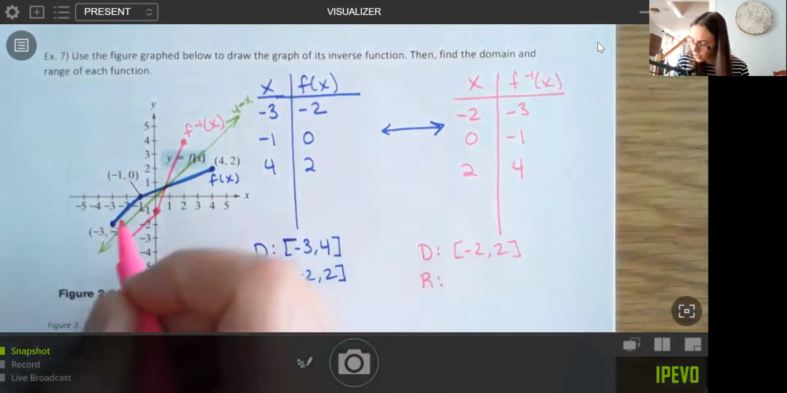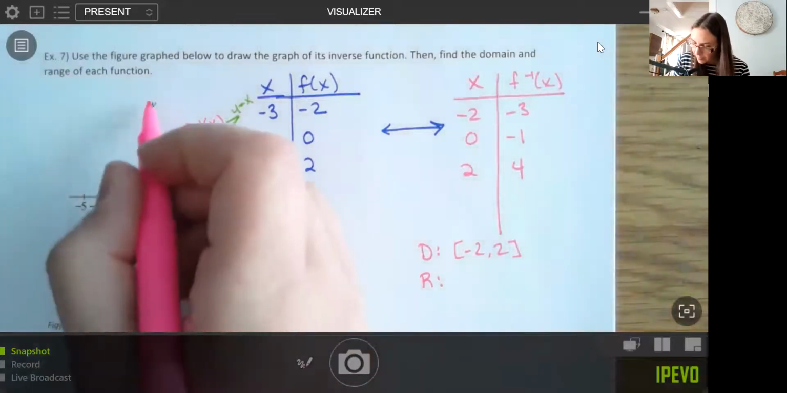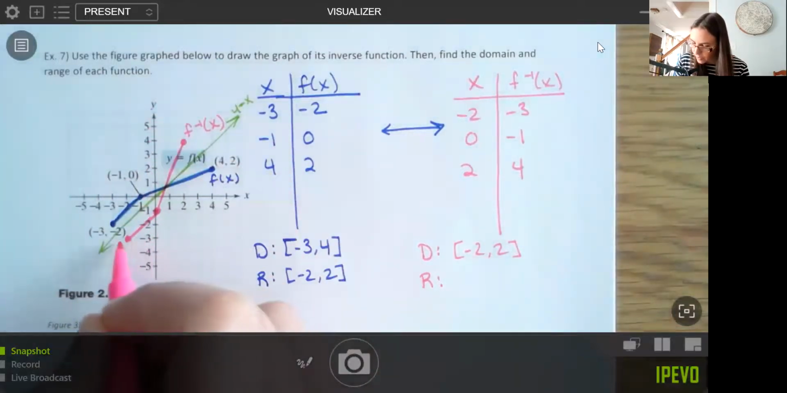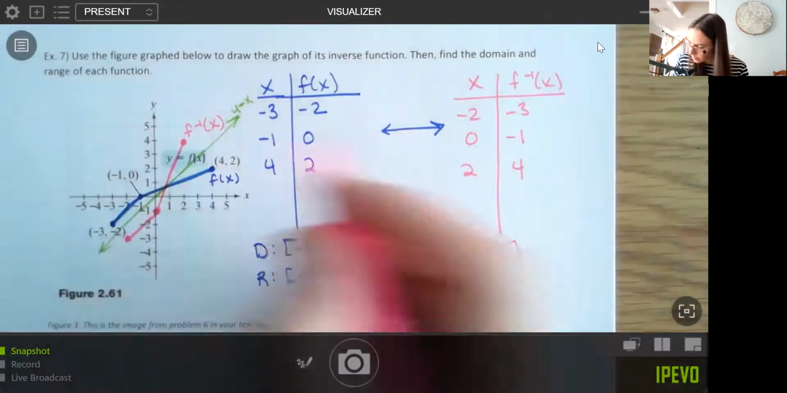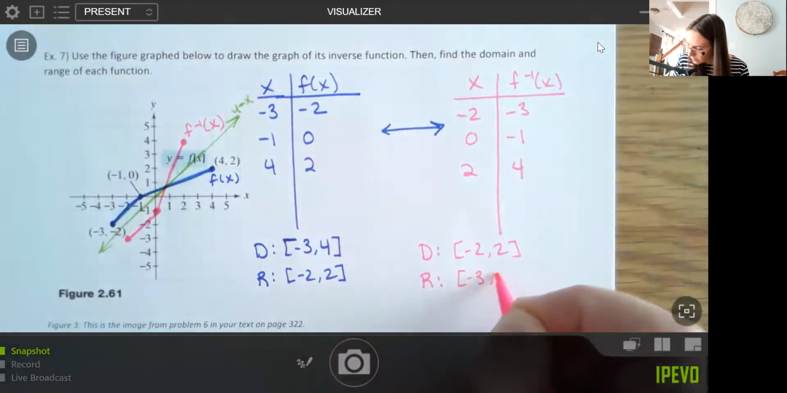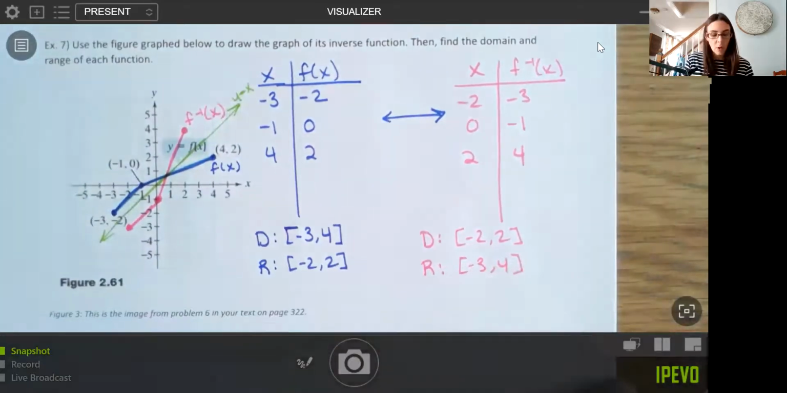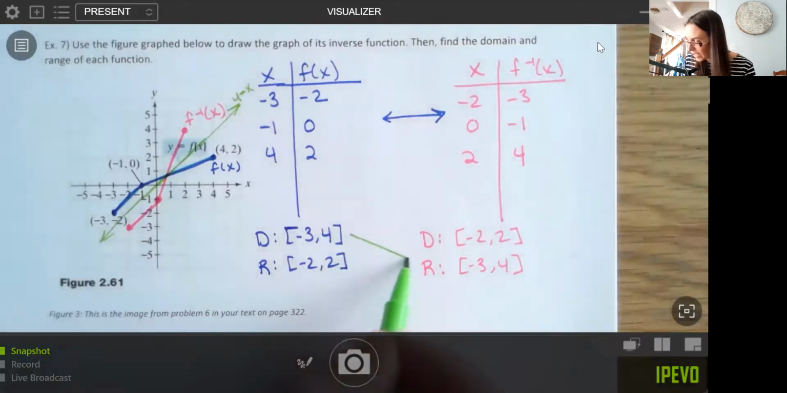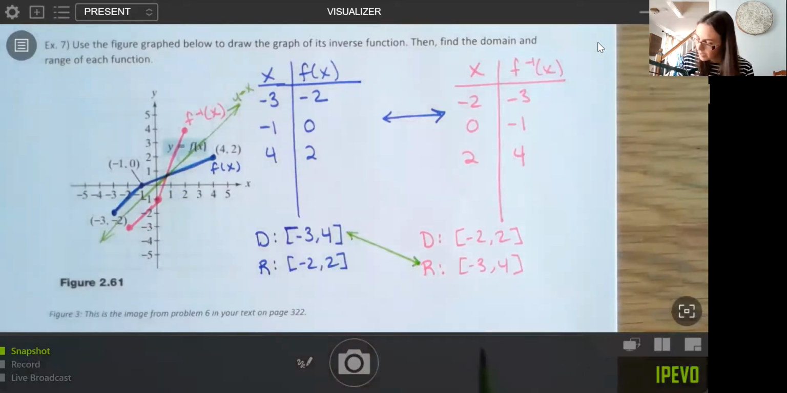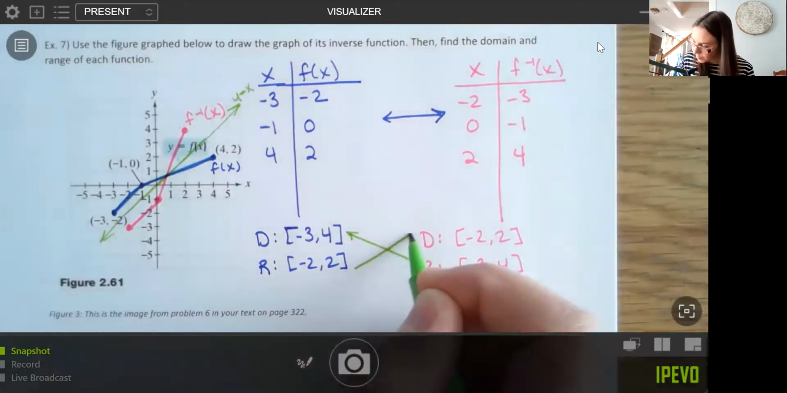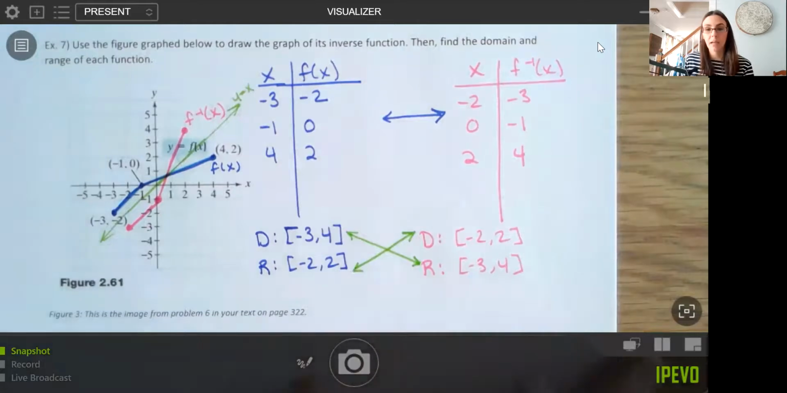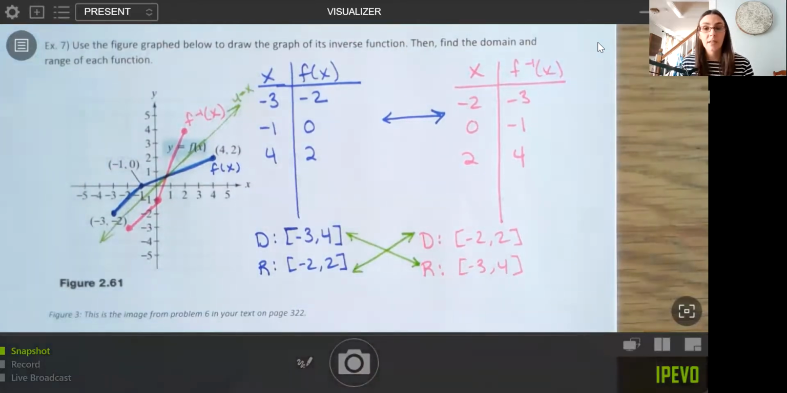And then for my range here, those are my y values. Let's see, my pink graph goes down to -3 and it goes up to 4. So notice what happened. The domain from here became the range from here, and the range from the first one became the domain from the second one. And that is not a coincidence. That always happens for inverse functions.